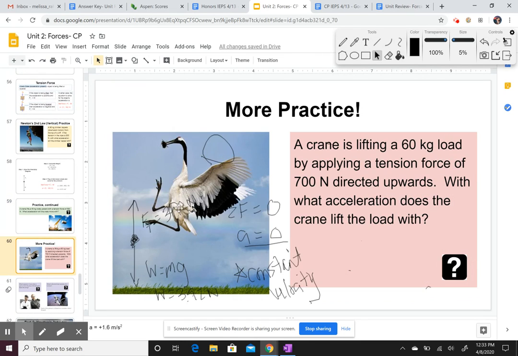Okay, and the last one is just like the first two. You would have to solve for the weight and then use Newton's second law to solve for the acceleration. So give it a try and then enter your answer on the Edpuzzle. See if you get it right.